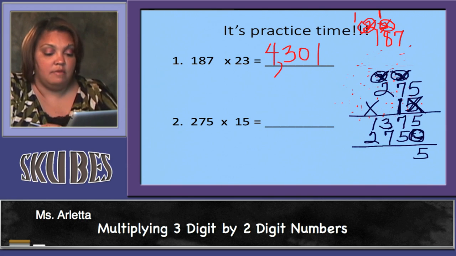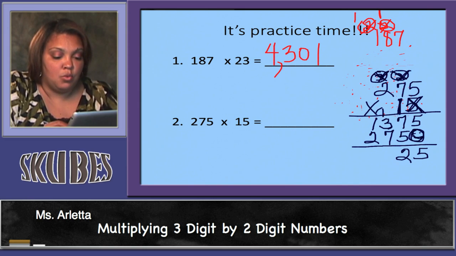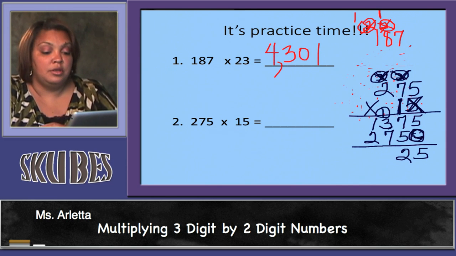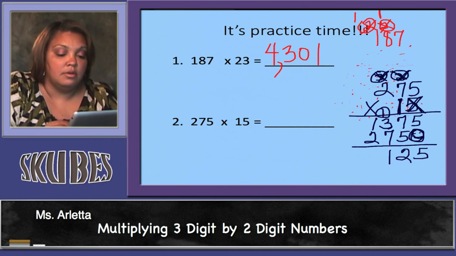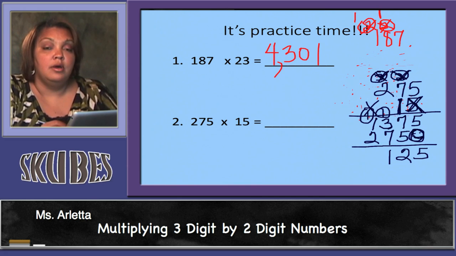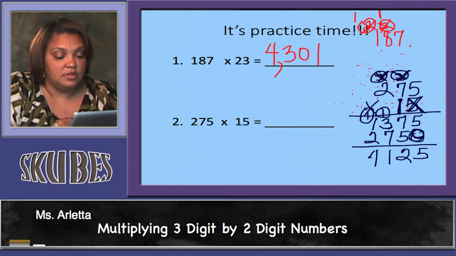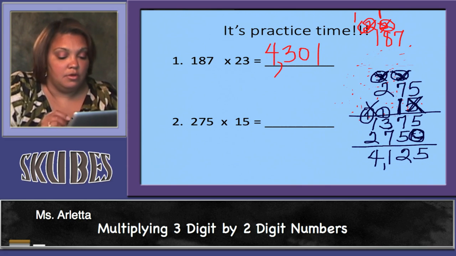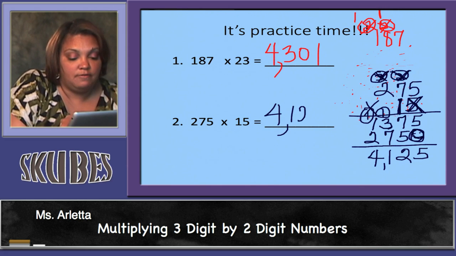5 and 0 is 5. 7 and 5 is 12. Carry my 1. 7 and 3 is 10. Plus the 1 makes 11. Carry another 1. 2 and 1 is 3. Plus that 1 makes 4. Which gives us an answer of 4,125.